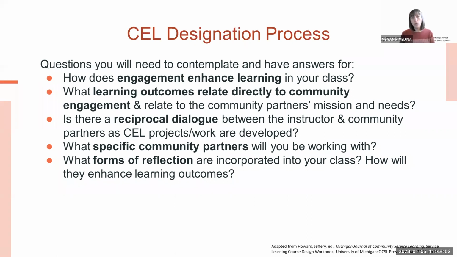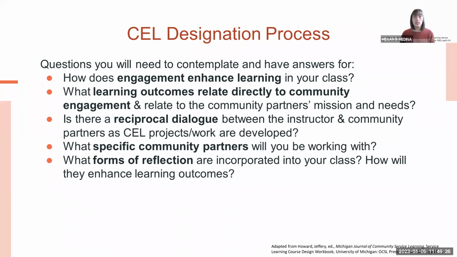We really want to work with community to come up with projects and solutions instead of putting solutions upon our communities. And along with that, we're going to ask you, do you have specific community partners that you will be working with? Have you identified those individuals? It shows us that you're making progress towards having those conversations and developing the course and the projects with specific community partners. And finally, what forms of reflection are incorporated in your course and how will they enhance the learning outcomes?